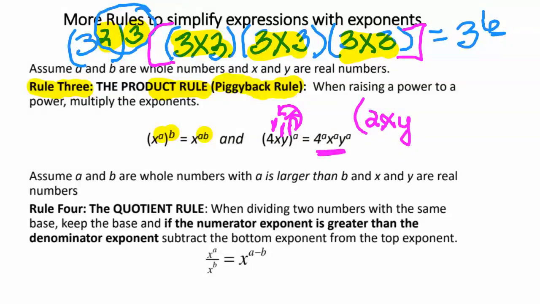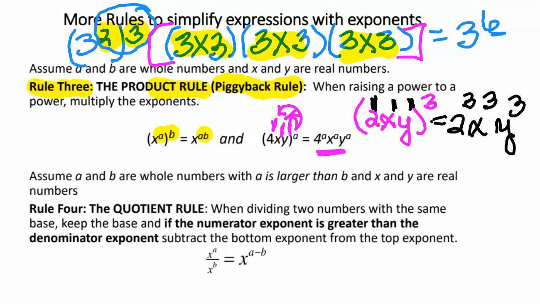Okay. 2 has a power of 1. x has a power of 1. y has a power of 1. The exponents are multiplying, which gives me 2 cubed x cubed y cubed. These are multiplying each other. That's the product rule, or what we call piggyback. The piggyback is multiplying the exponents.